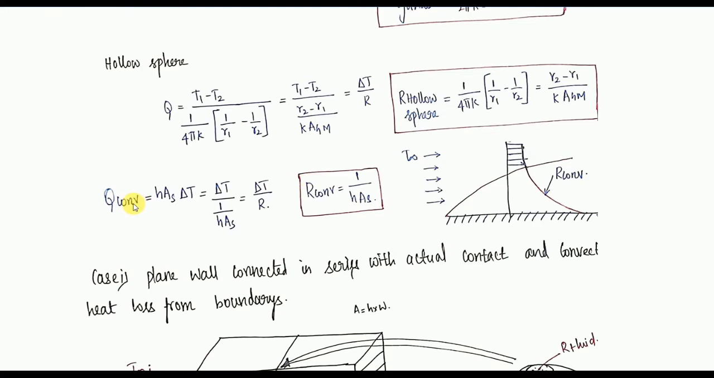We have already derived Newton's law of cooling, right? And R convection equals 1 by h A_s. Whatever steps we took here, we are taking the same steps here also. And this is the convective heat transfer. You know, if air is blown over this hot surface, the entire heat will be carried by the air.